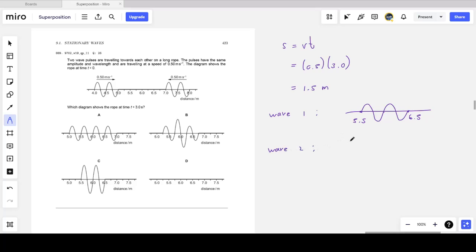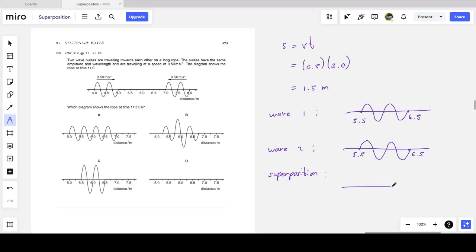What about wave 2? Well, wave 2 is moving to the left by 1.5 meters. And so the left-hand side point at 7 will now become 5.5. And the right-hand side point, which initially was at 8, will now be at 6.5. But hey, this wave is identical, and it looks eerily similar to the wave I've drawn before. And so at this point, these two waves are in phase, and they're at the same point at that moment in time. So they will undergo superposition, and when they undergo superposition, they will have constructive interference.